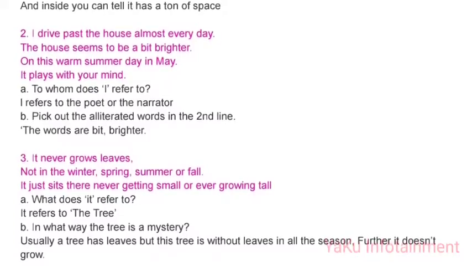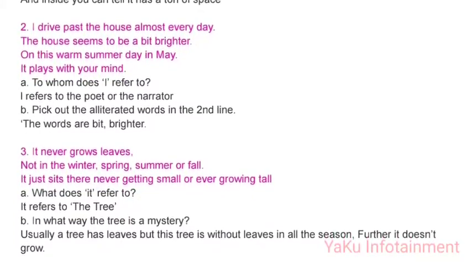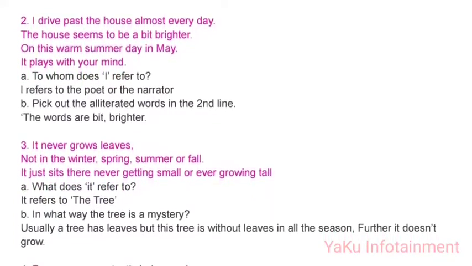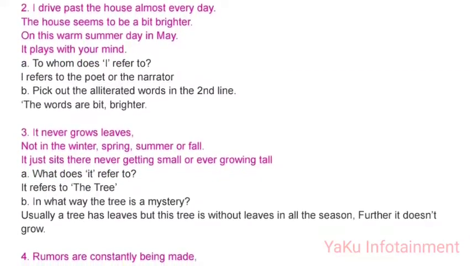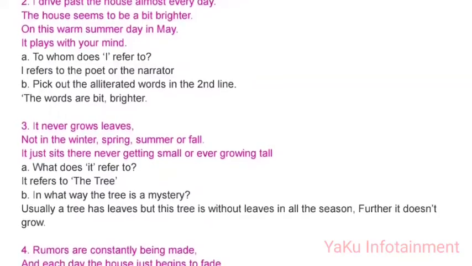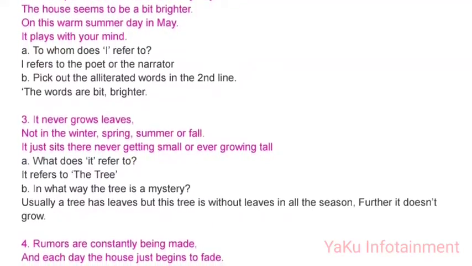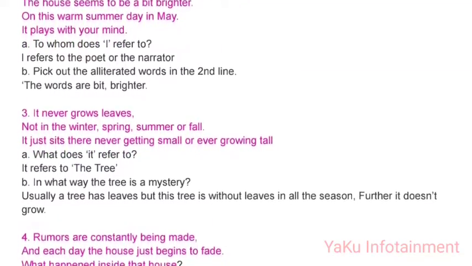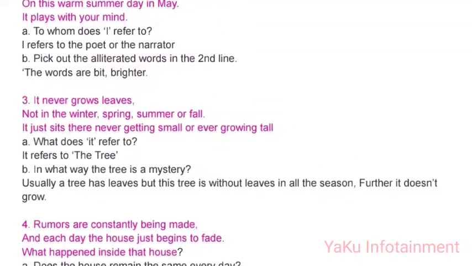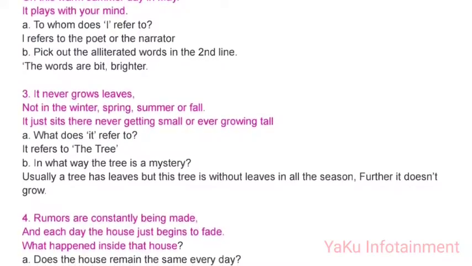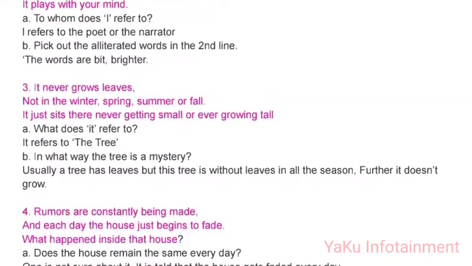3. It never grows leaves, not in the winter, spring, summer or fall. It just sits there, never getting smaller, ever growing tall. A. What does "it" refer to? It refers to the tree. B. In what way is the tree a mystery? Usually a tree has leaves, but this tree is without leaves in all the seasons. Further, it doesn't grow.